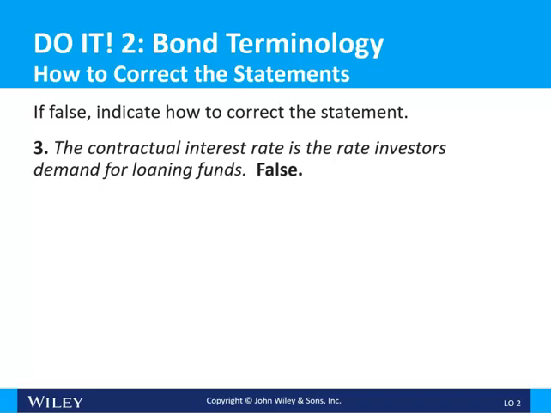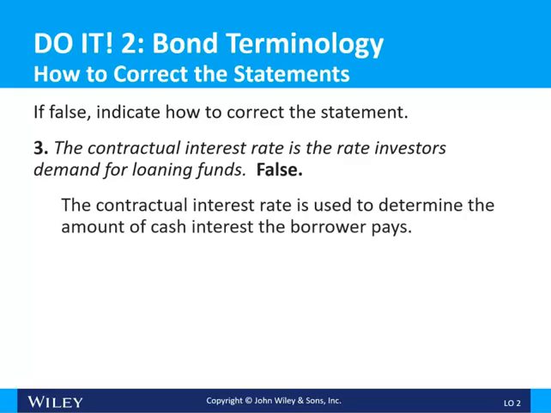So the first one, the contractual interest rate is the rate investors demand for loaning funds. That was false. The contractual interest rate is used to determine the amount of cash interest the borrower pays. So that's the stated rate on the bond. Stated rate, contractual rate, it's the same thing. That is used to calculate the interest that is paid.